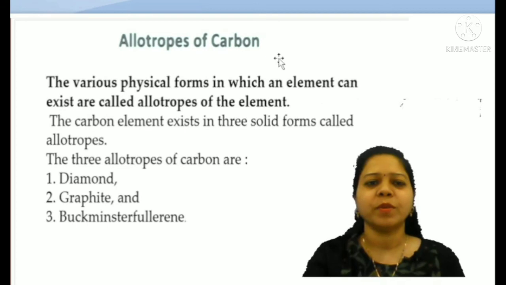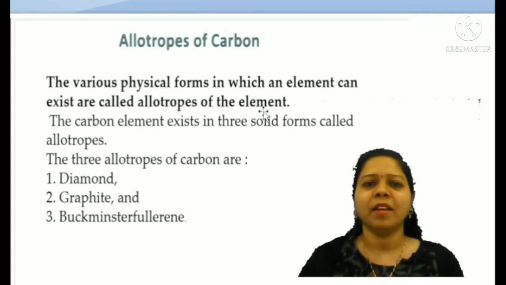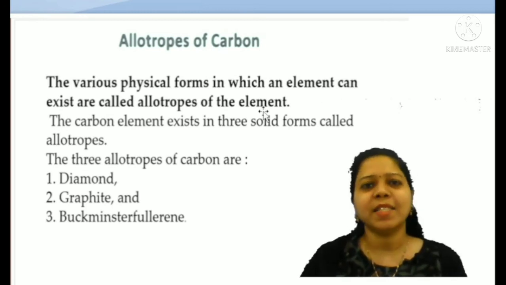What is meant by allotropes? The various physical forms in which an element can exist are called allotropes of the element. For example, the same element which exists in 3 different forms but its state is similar, then we are saying those are the allotropes of each other.